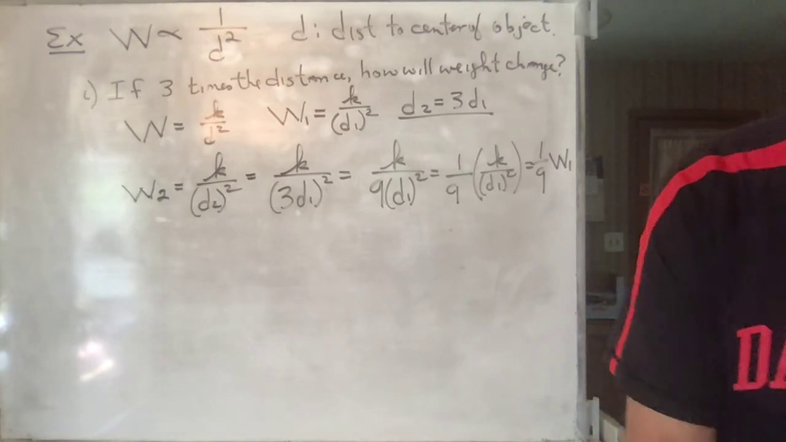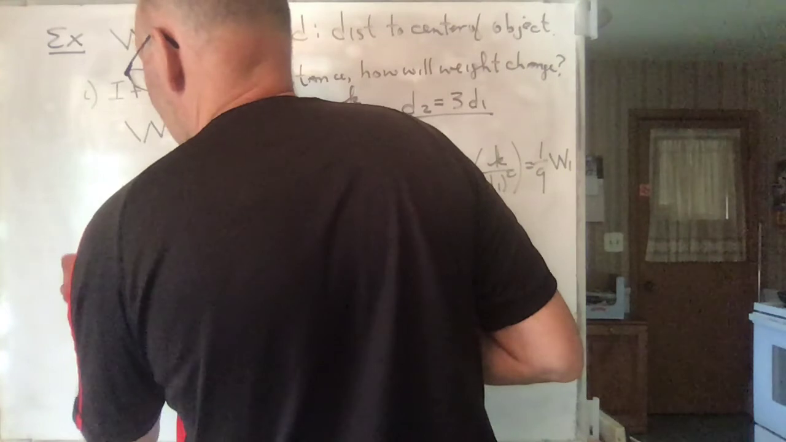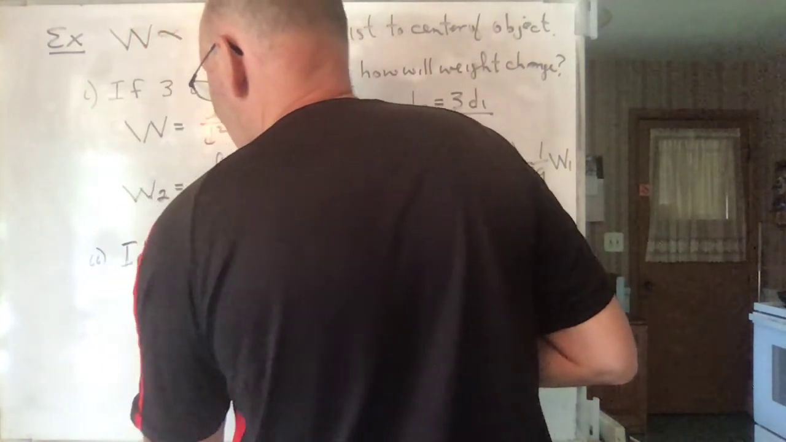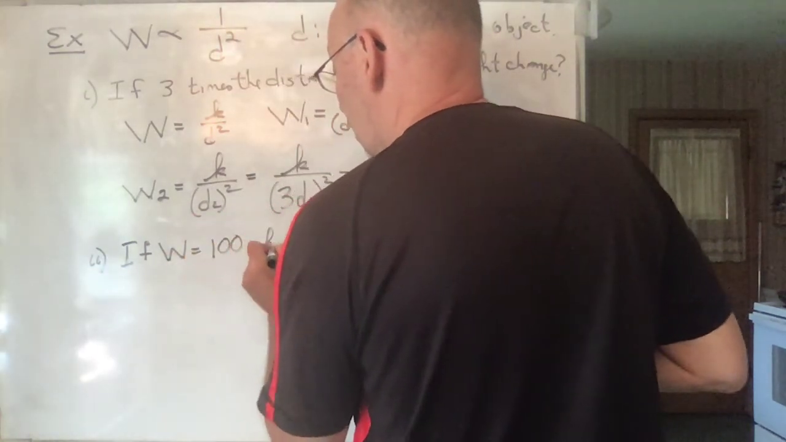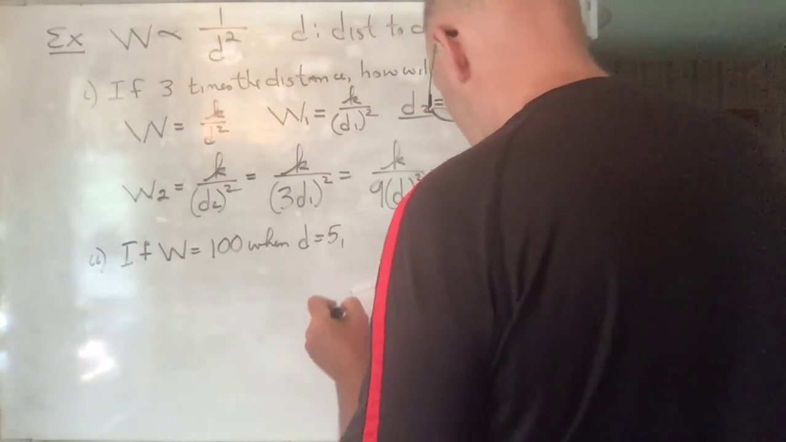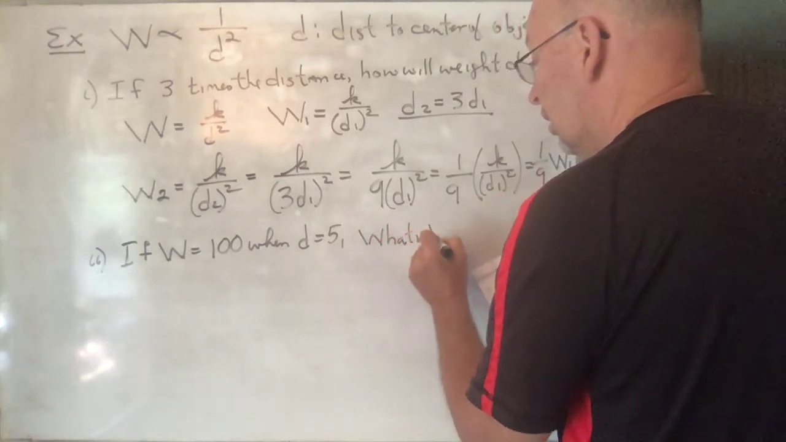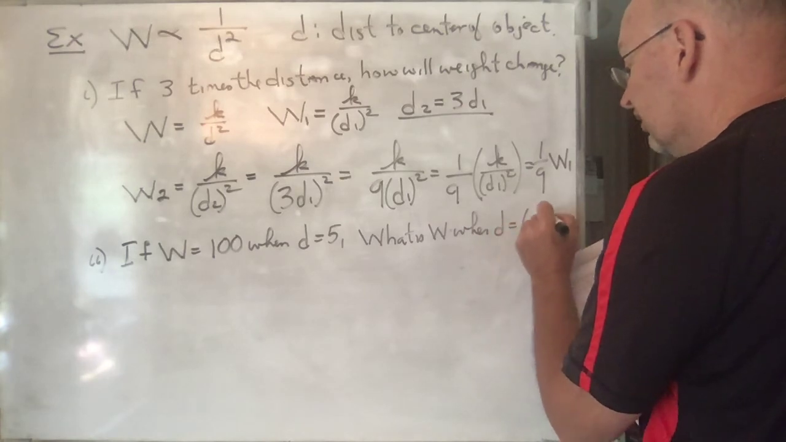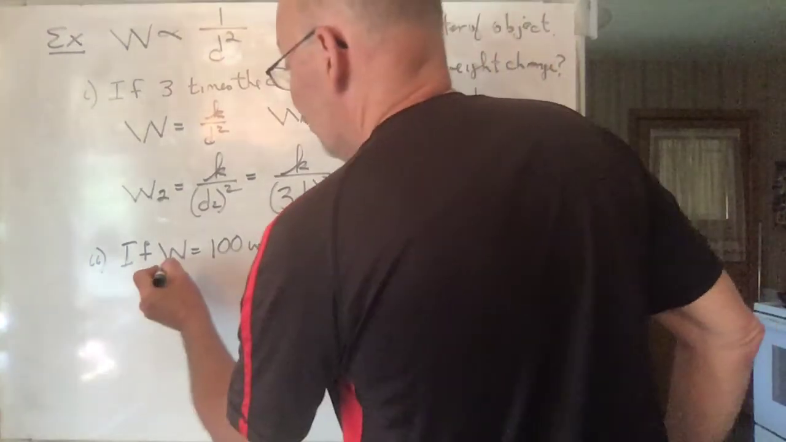Okay, and let's do one other one. If W is equal to 100 when the distance is 5, what is W when the distance equals 6? Okay? So let's first use this.